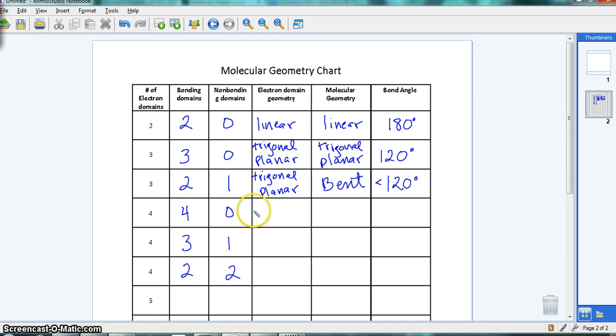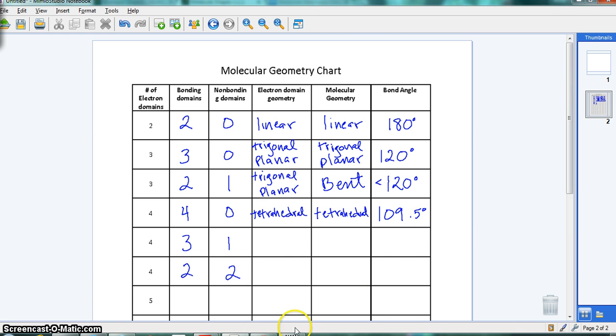So here we have tetrahedral, and our bond angle is 109.5 degrees.